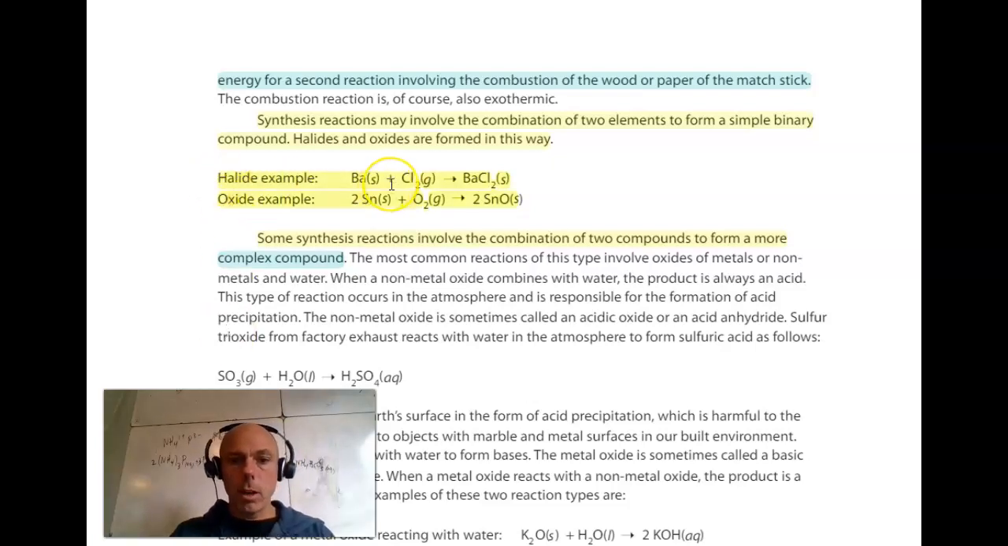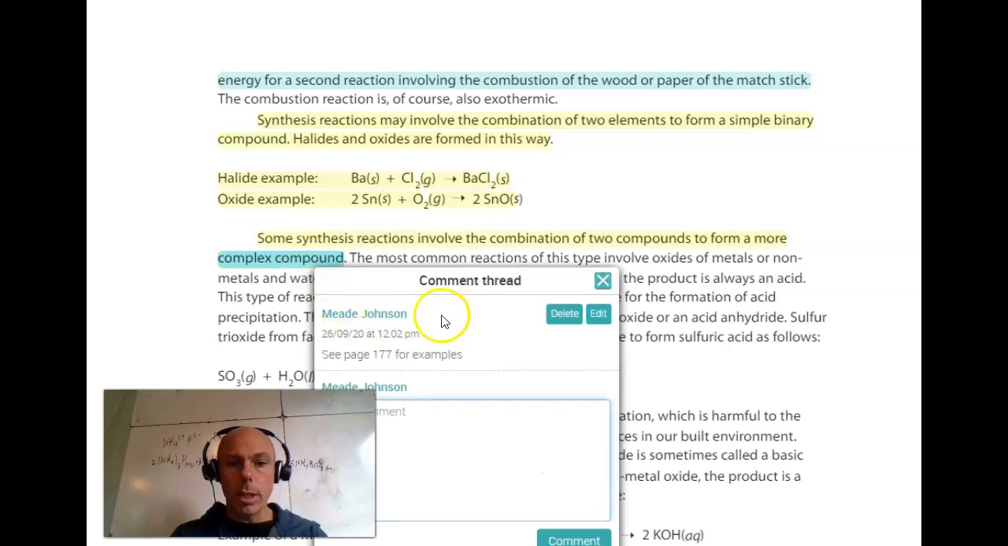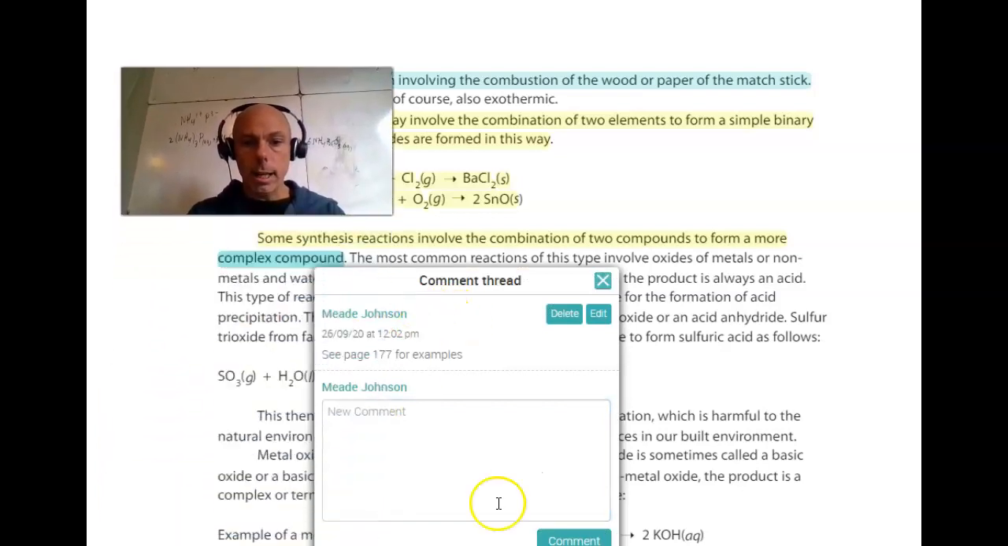As I mentioned a bit ago, the most basic synthesis reactions are 2 elements forming a binary compound with just 2 elements in it, typically a metal and a nonmetal. Well, some synthesis reactions involve the combination of 2 compounds to form a more complex compound. And if I click on this comment, which I did put in there, it's telling us that we should see page 177, for example. So we'll go to that page in a little bit to see the types of compounds that can form a more complex compound. And these are the trickier synthesis reactions.